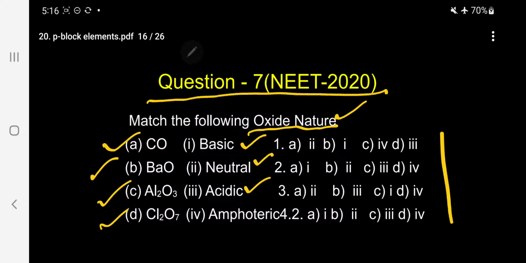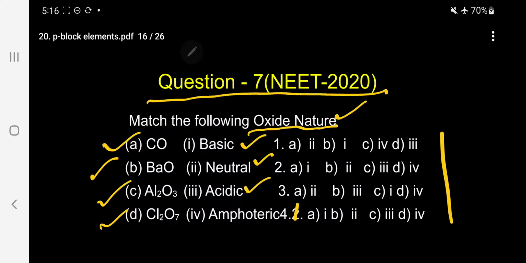The options are: 1, A2, B1, C4, D3. 2, A1, B2, C3, D4. 3, A2, B3, C1, D4. And the fourth one is A1, B2, C3, D4. Kindly follow. So how do we easily approach this question?